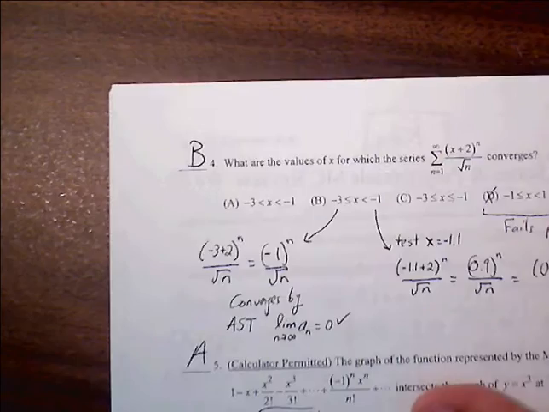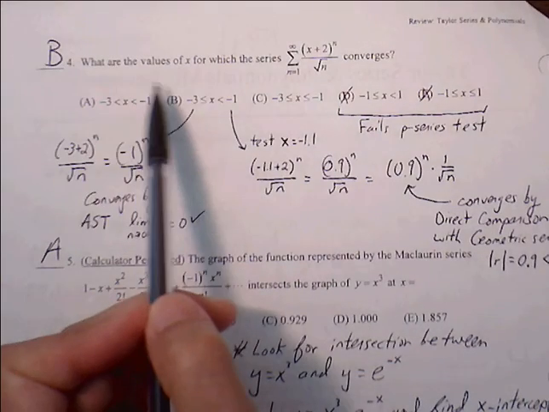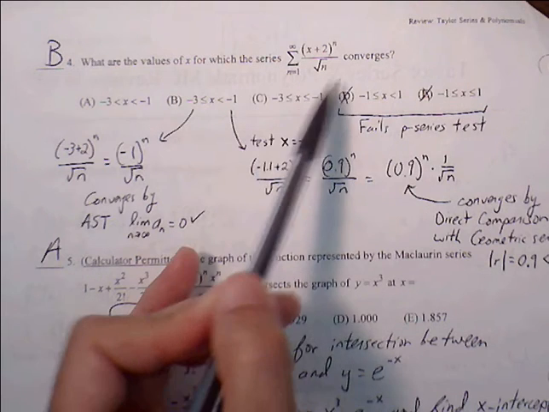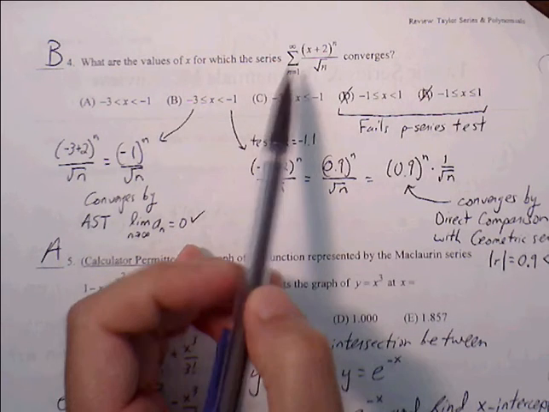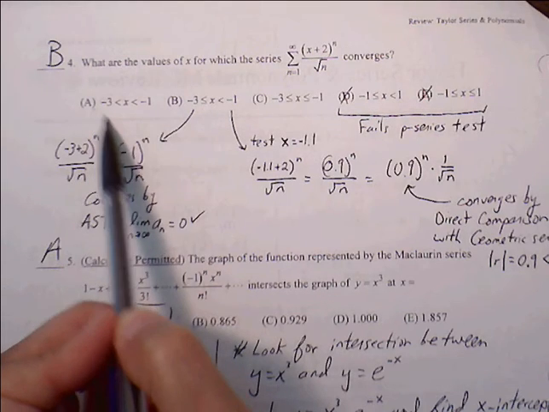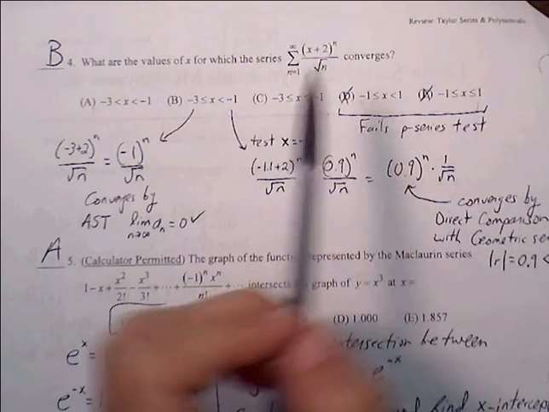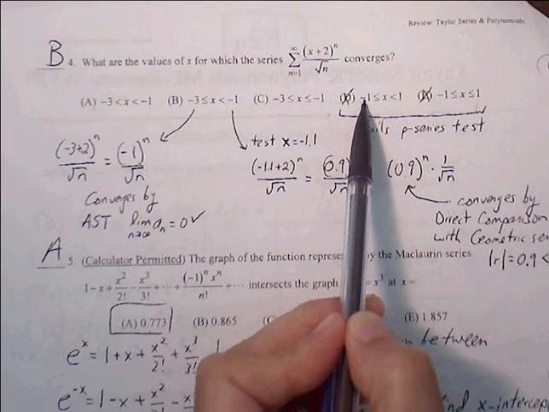Okay, second page. Number 4, what are the values where the series will converge? So we know there are two main options here, either between -3 and -1 or between -1 and 1. Okay, and let's test out -1 and 1 first.